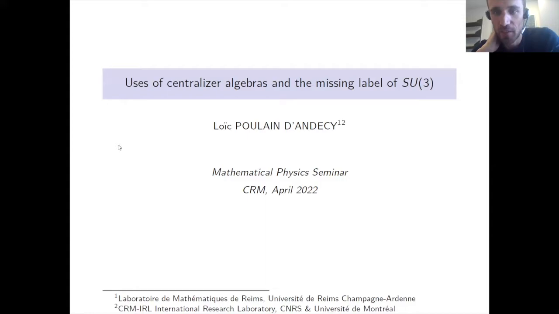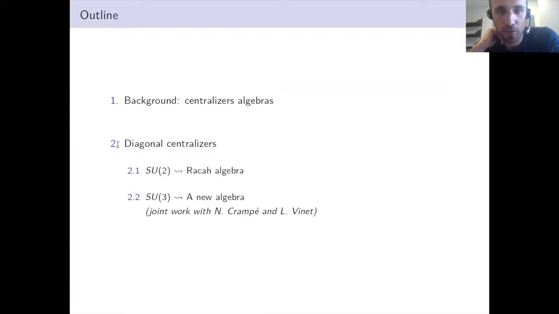So, today I'm going to talk about centralizer algebra and some concrete application to the missing label of SU3. So this is the outline of the talk. In the first part, I will discuss centralizer algebra from a very general point of view, and I will try to provide some background, some motivations. This is going to be from the point of view of representation theory, but I also will try to use the language of physics somehow.